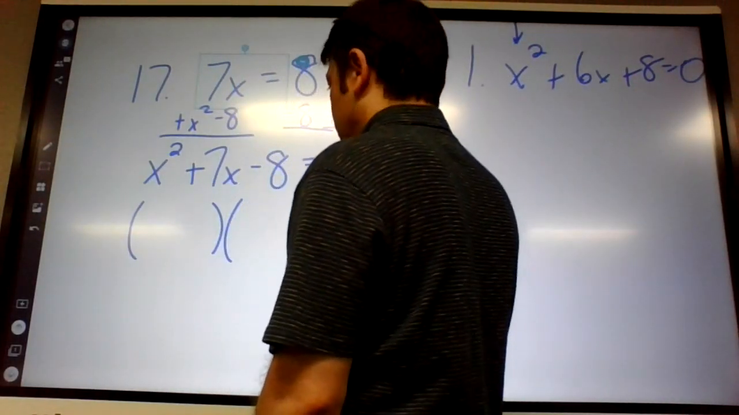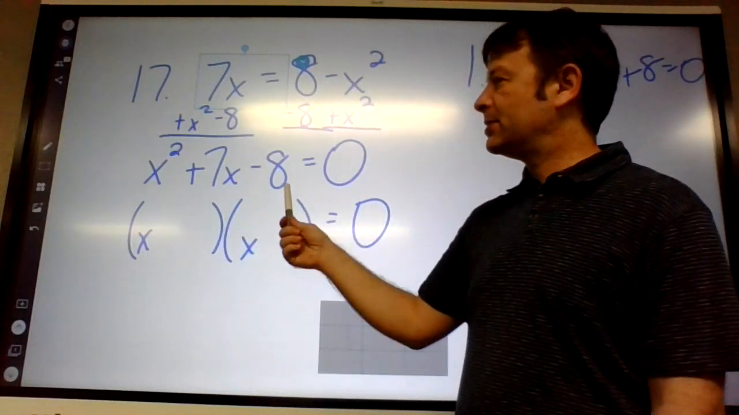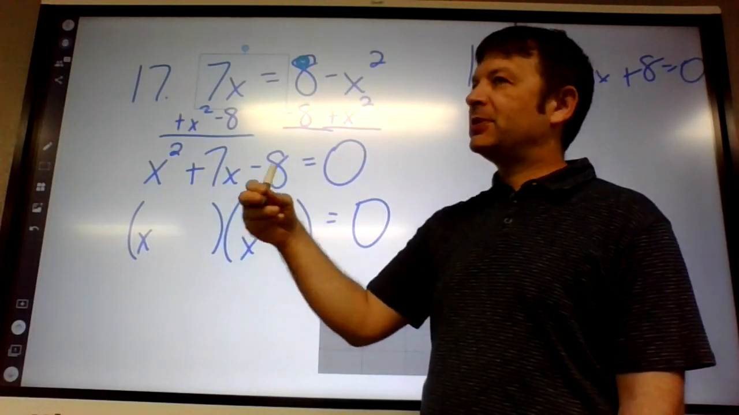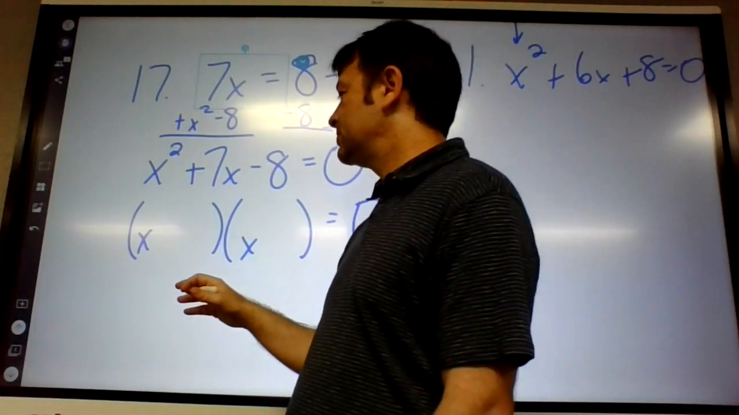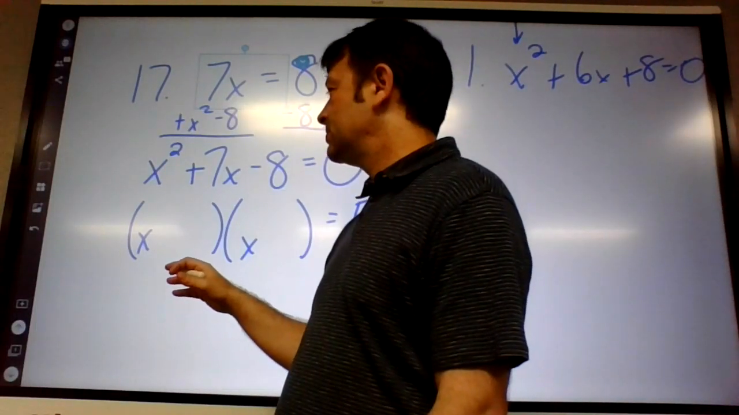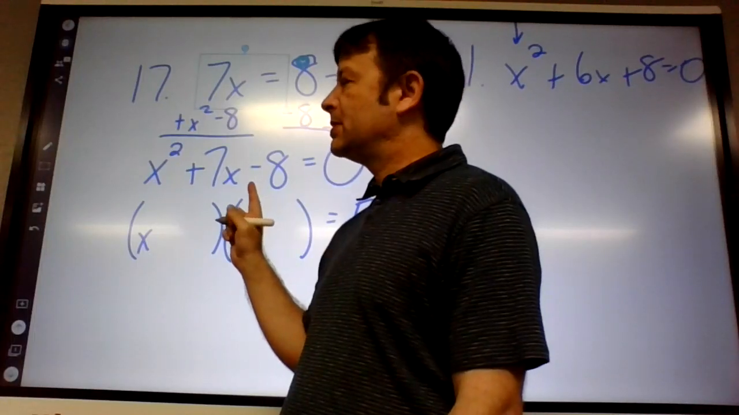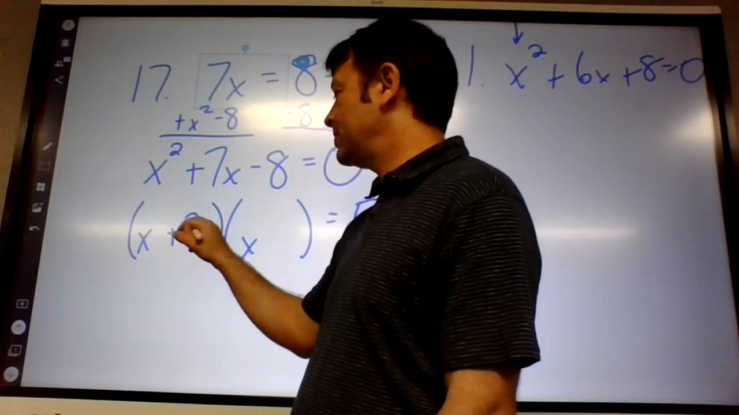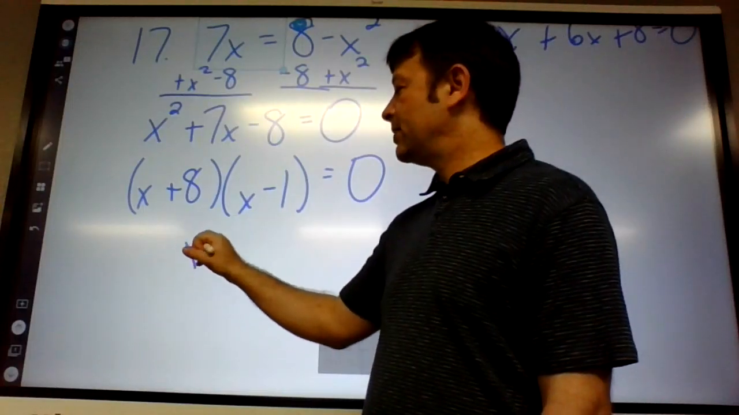X is in front. X times x. What multiplies into negative 8 that adds up to 7? Something like 8 and 1, like negative 8. How do you get 7 from 8 and 1? 8 minus 1. So positive 8 minus 1. Then what do we do after that?